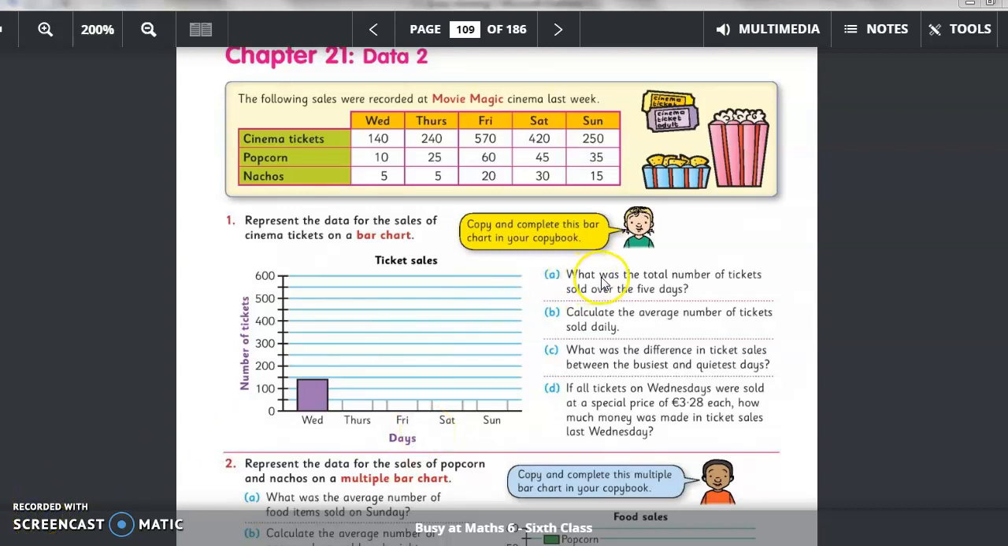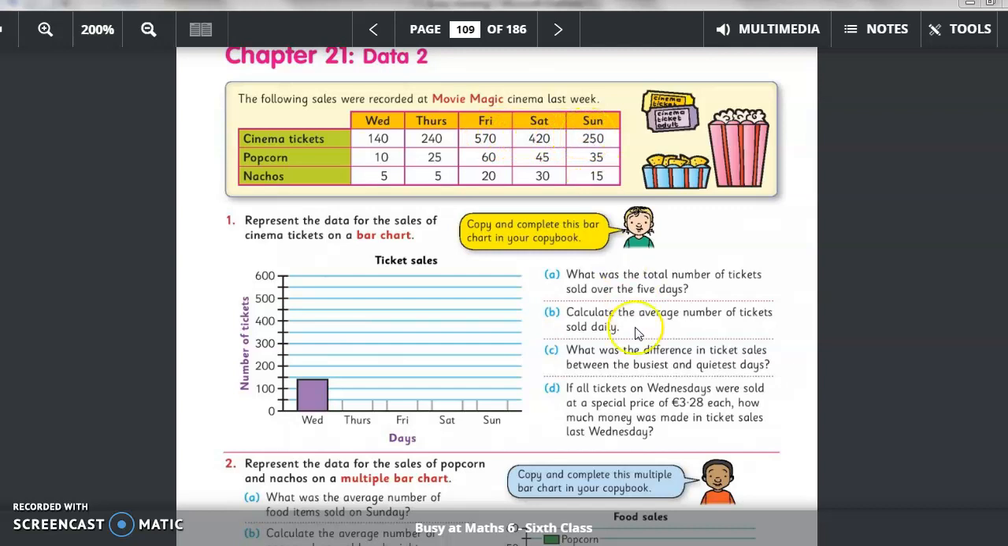Now for question 1a, what was the total number of tickets sold over the 5 days? Well, on Wednesday they sold 140, which you can see represented here. Thursday 240, and so on. You would add those up for 1a. For 1b, the average number of tickets sold daily. So you add up all of these and you divide by 5 because you have 5 days.